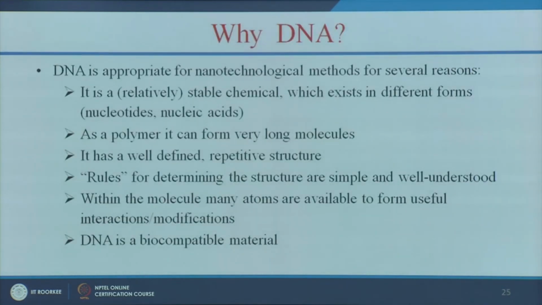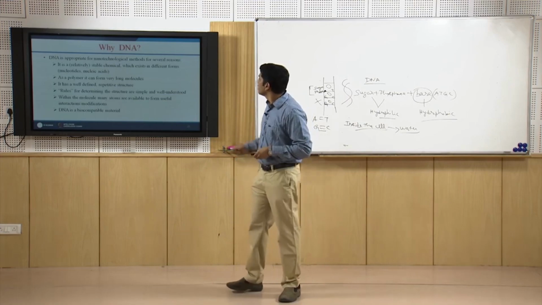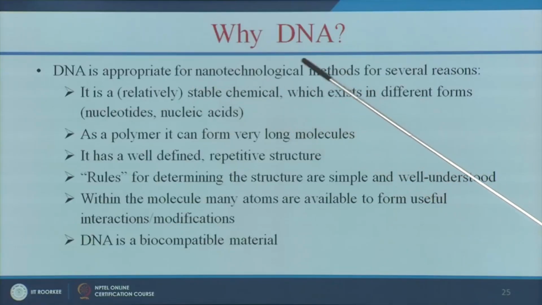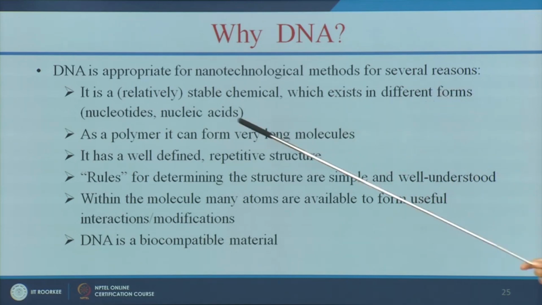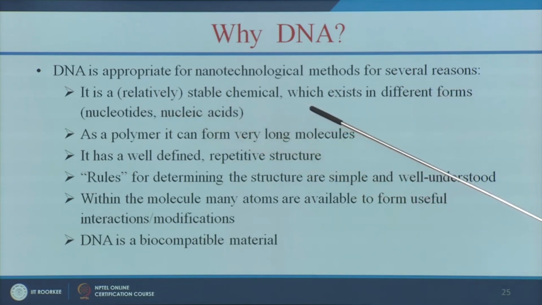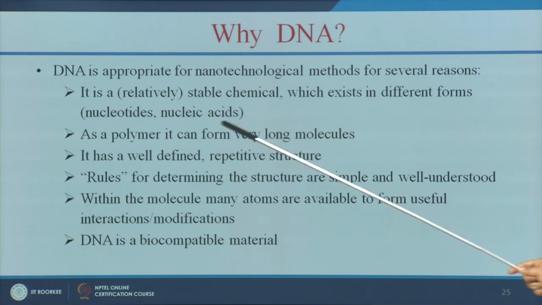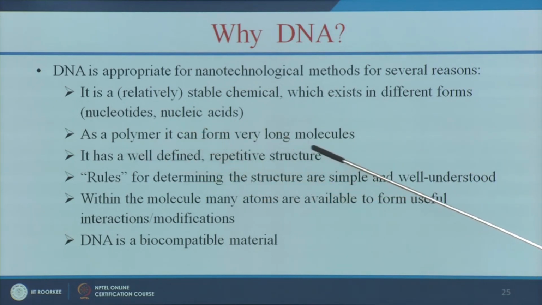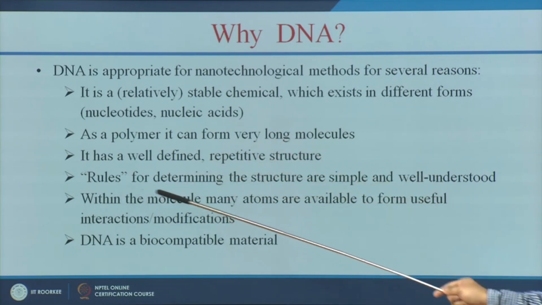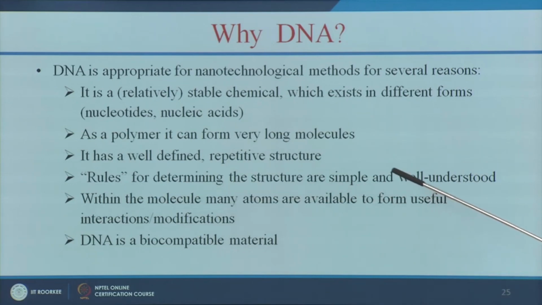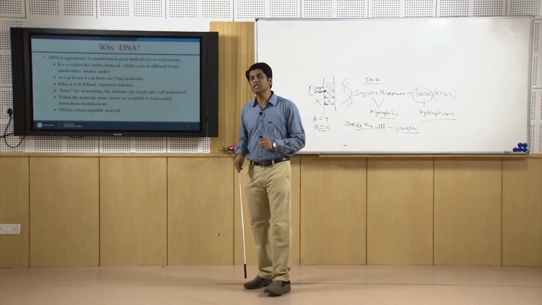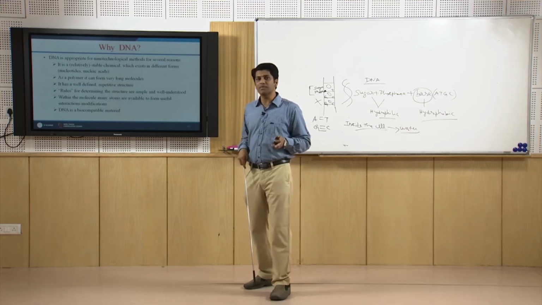And why do we have to select DNA for making these nanostructures? Because DNA is an appropriate nanotechnology material for several reasons. The first one is it is a relatively stable chemical which exists in different forms. Again, as a polymer it can form very long molecules and it has a well defined and repetitive structure. The rules for determining the structure are simple and well understood. Within the molecule many atoms are available to form useful interactions and modifications, and finally DNA is a biocompatible material. So, that is why we are using DNA as a structural material for constructing various nanostructures.